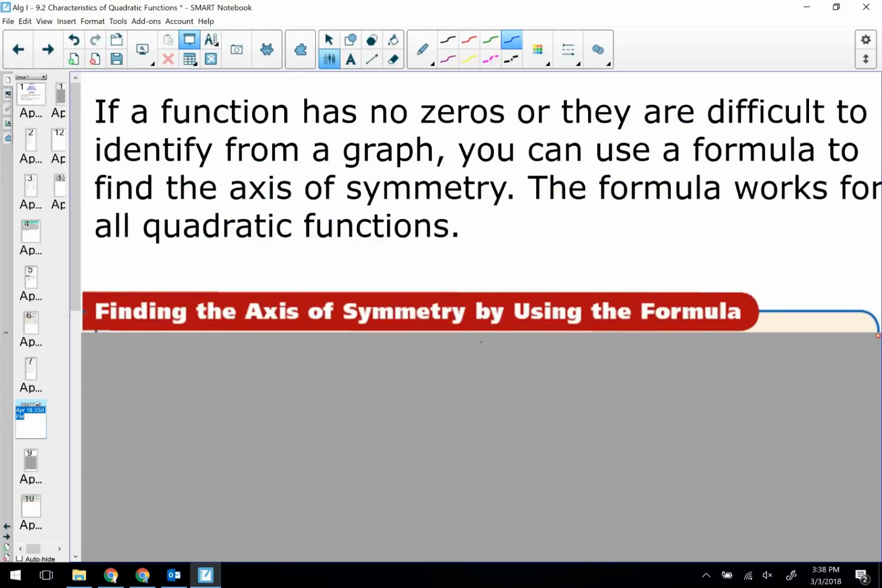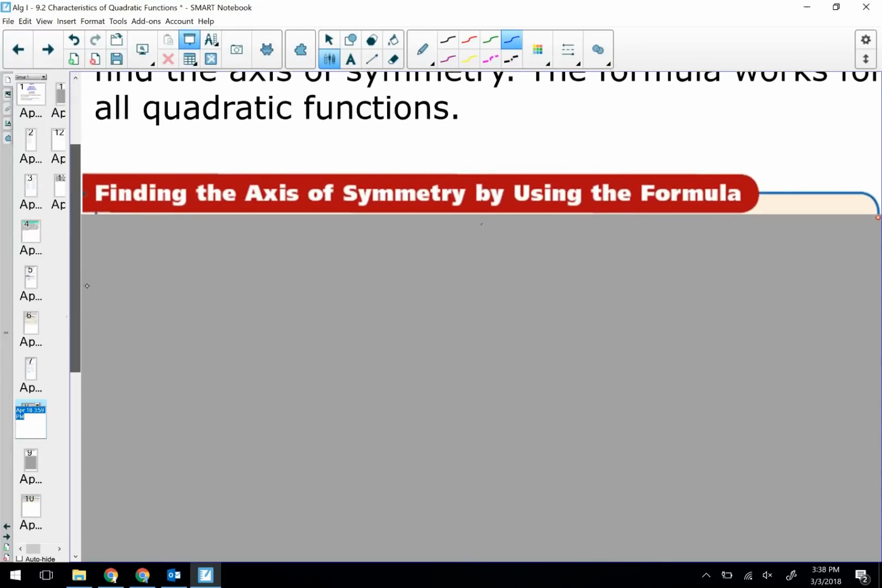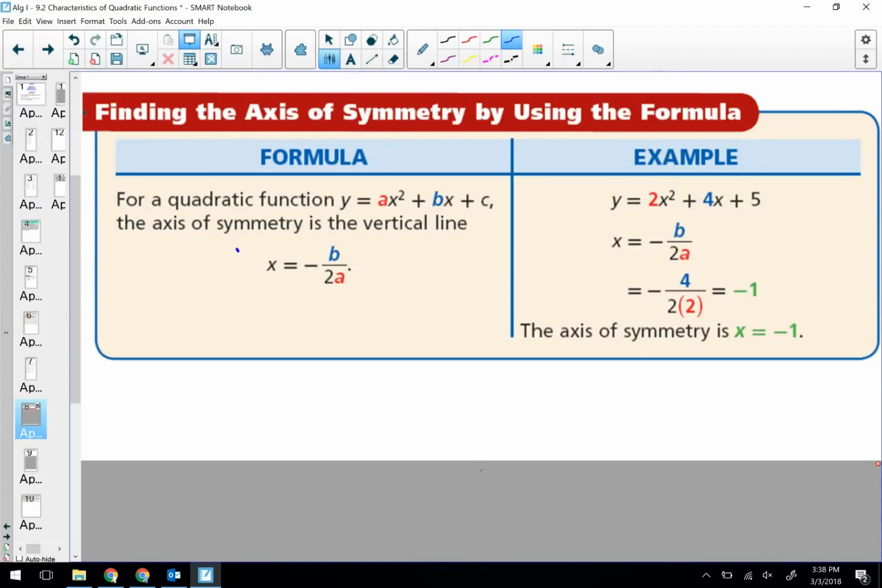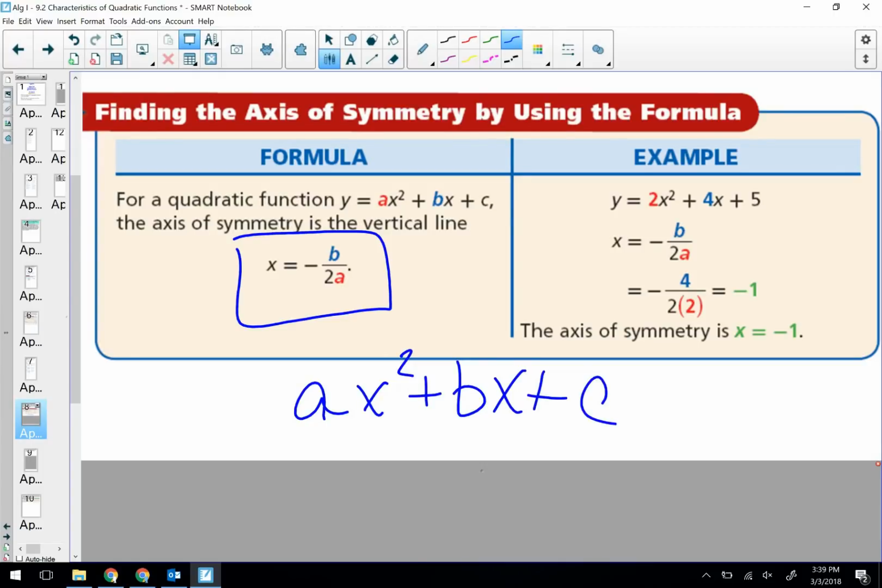Okay, now, how do we tell that if we're not given the graph? If we're just given the equation. Okay, so let's take a look at it here, just using the formula. Here it is. Now remember standard form where we had ax squared plus bx plus c? Those a's, b's, and c's are going to become extremely important pretty soon here, right? Very important, especially right now.